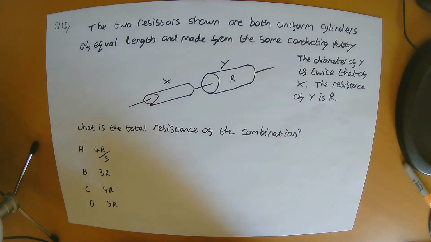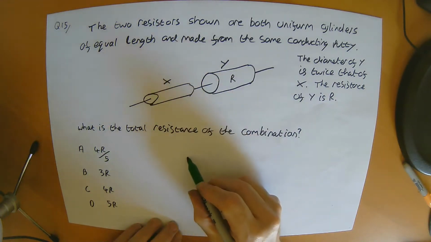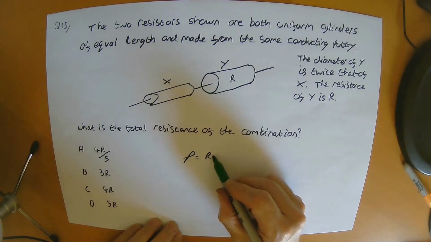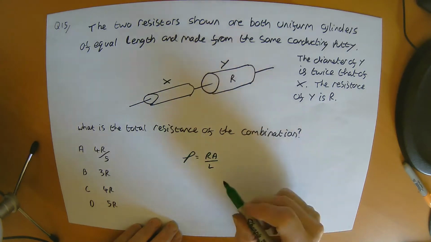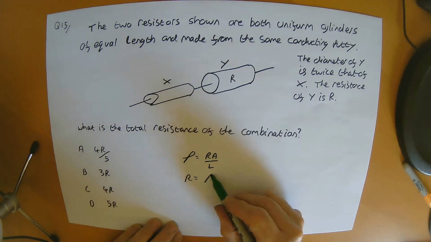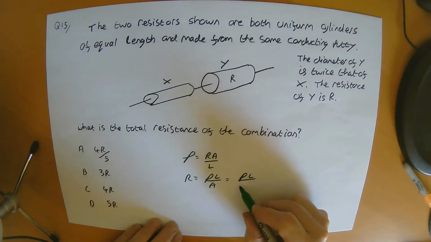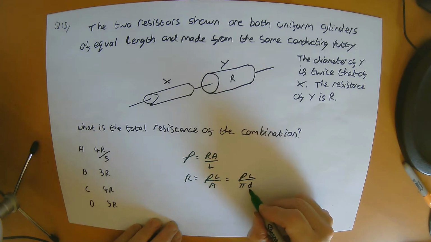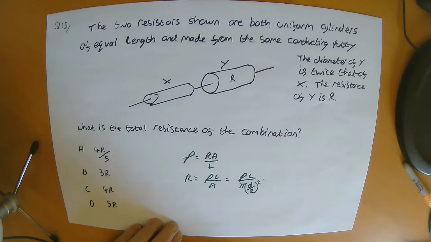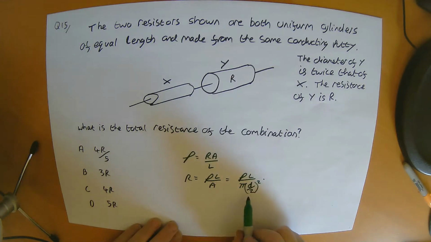So starting with the datasheet equation, we have rho equals R A over L, or R equals rho L over A, rho L over pi d over 2 squared. For resistor X, where d is not the same but is half as much, this means that the value of resistor X's resistance is 4 times as much. This 2 gets squared and goes up to the top.